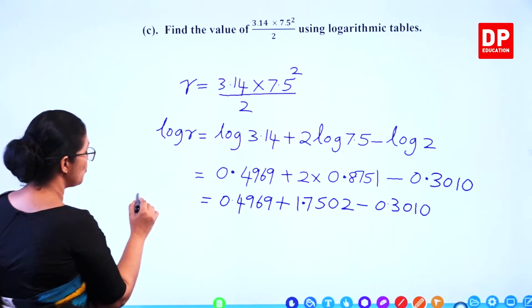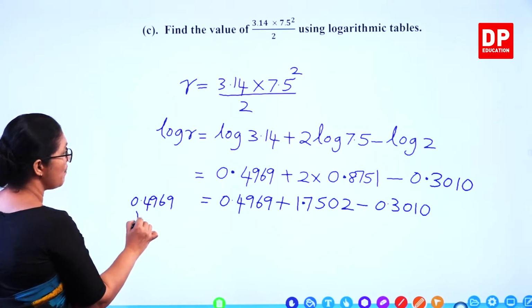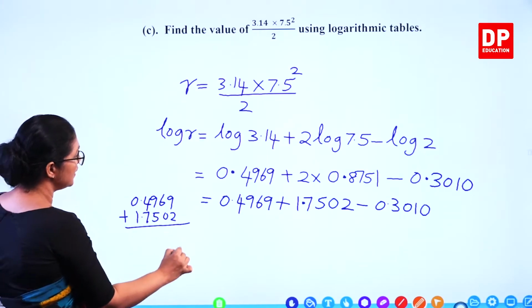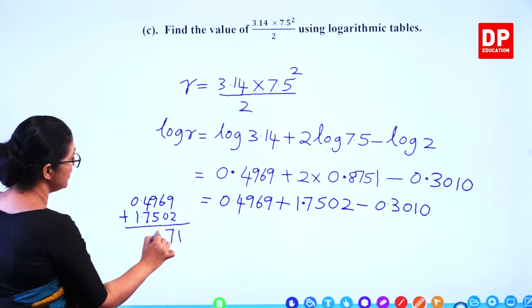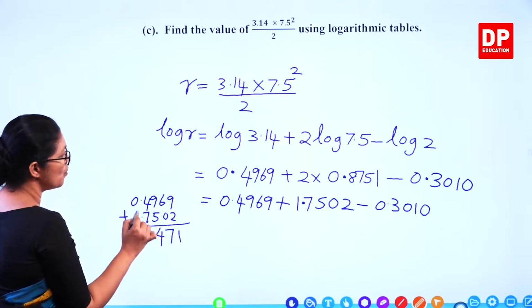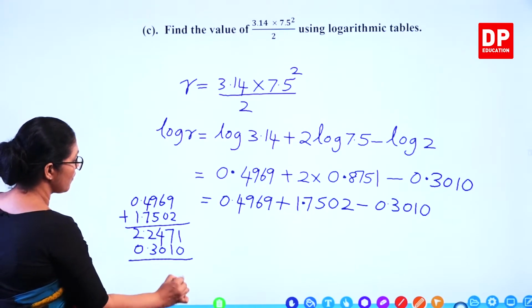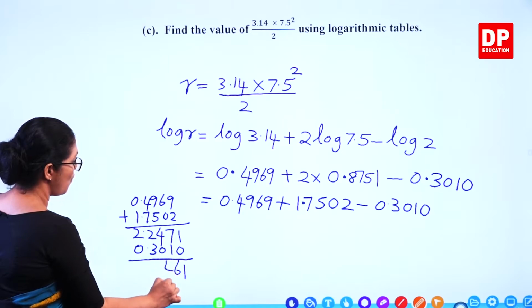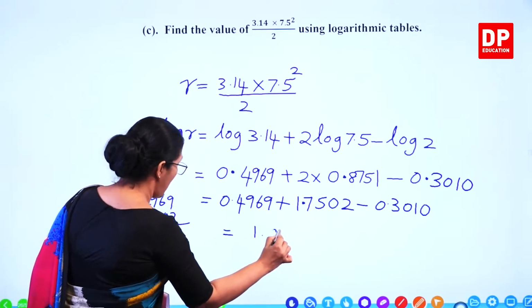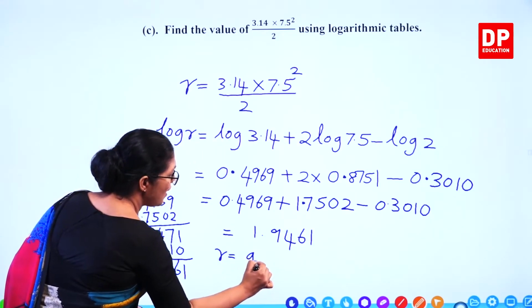First we'll add these two. 0.4969 and 1.7502. When you add it, you get 7, 14 and 8 plus 4, 12 and 2. And now subtract 0.3010. 6491. 1.9461. Take antilog both sides to get the R value.